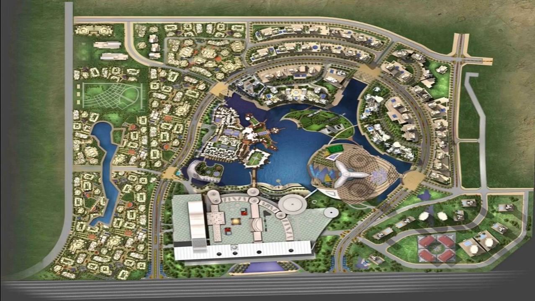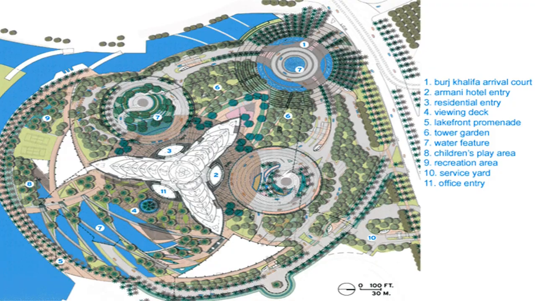And about its floor plans, this image shows the overall view of Burj Khalifa's site plan. Number one marks Burj Khalifa's arrival court. And we have three separate entries: 2, 3 and 11. Number two is the Armani Hotel entry. Three is a separate entry for the residences. And number 11 is the office entry.